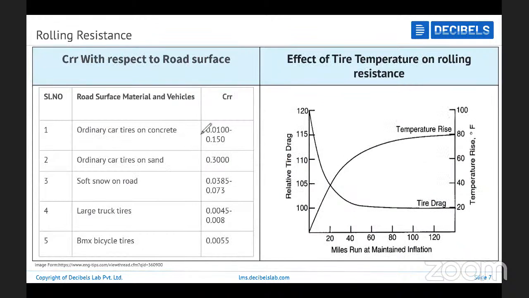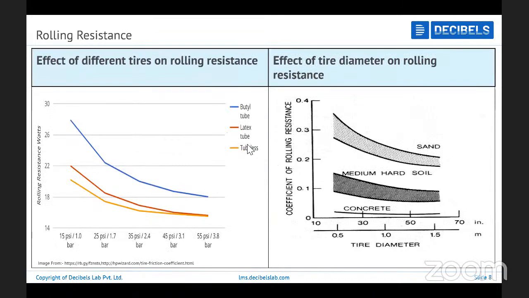For different road conditions, tires and their respective surfaces, maybe concrete road or sand or asphalt or anything, they will have different CRR values. Each different CRR value is going to influence the rolling resistance. Again, the temperature is also going to affect it. And if you consider the material, as I was mentioning, for different materials there will be different rolling resistances, again depending on the pressure.